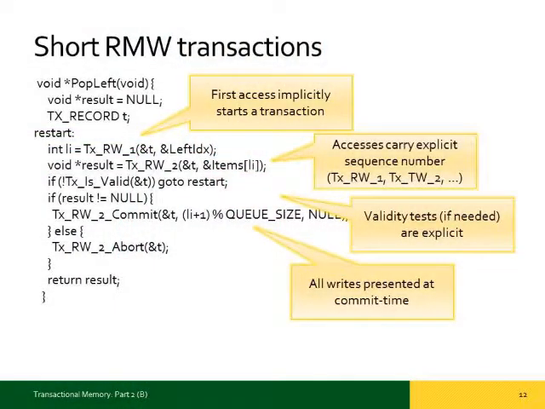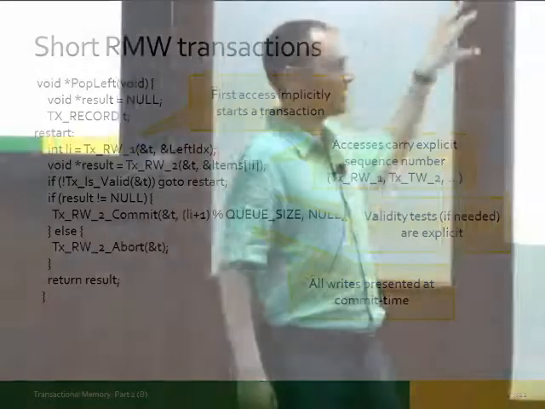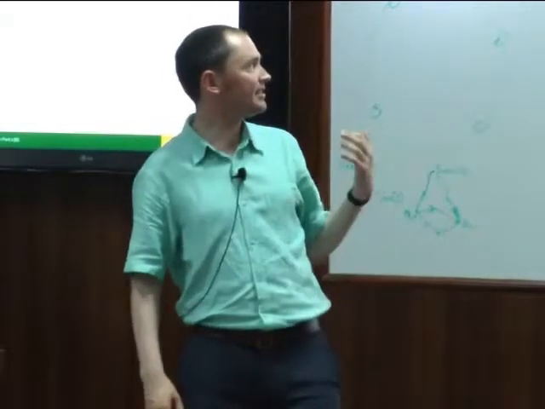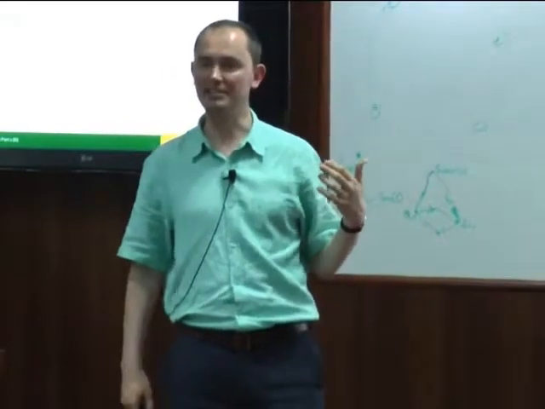Now the idea with SpecTM is to provide an interface that lets us express some of the properties that the programmer knows about the data structure in a way that the STM system can then exploit in making the implementation run fast. And this is that same example of the double-ended queue, but using SpecTM for the data structure accesses.